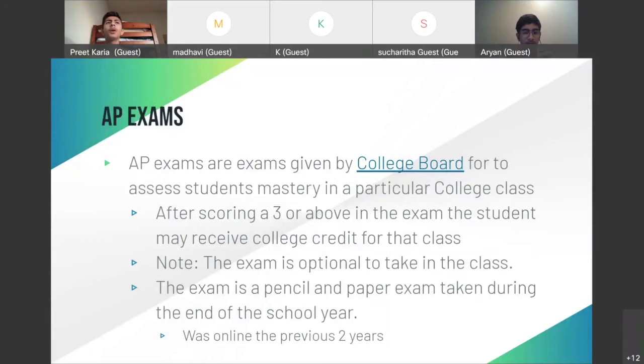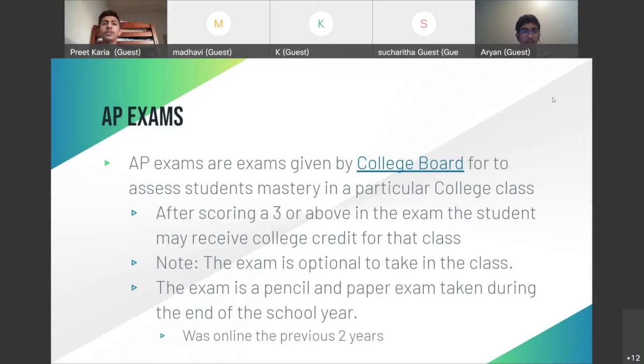So, AP exams are exams given by College Board to assess the student's mastery in a particular college class. After scoring a 3 or above in the exam, the student may receive college credits for that class, which we'll talk more about a little bit later. And please note that this exam is optional. Even if you're enrolled in that class, you're not required to take the exam.